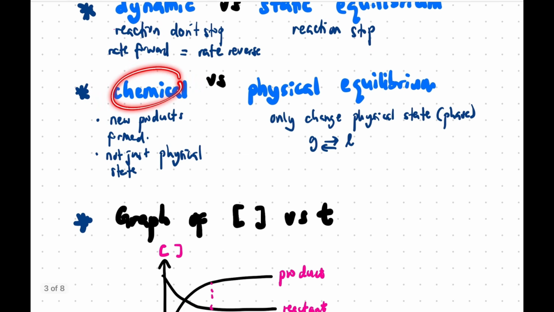And the third one is chemical versus physical equilibrium. Physical equilibrium simply means dia hanya ada perubahan physical state ataupun phase, for example gas to liquid or liquid to gas. But then kalau chemical, selain daripada ada physical state punya perubahan, dia juga melibatkan new products form.